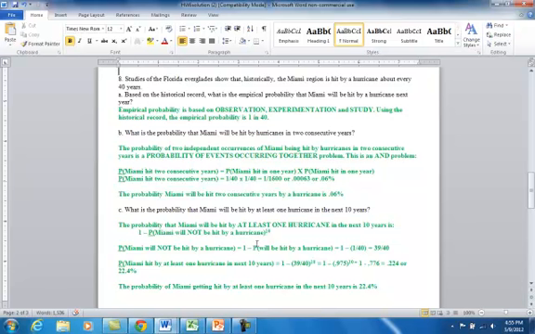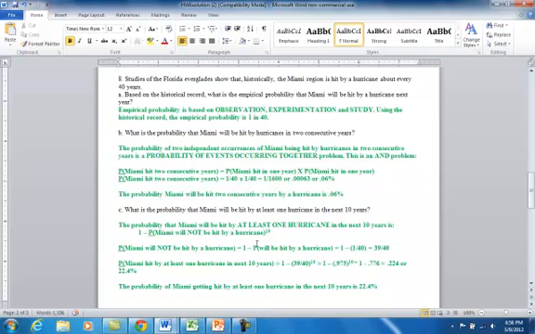What is the probability that Miami will be hit by 2 hurricanes in 2 consecutive years? This is an issue of ands, right? This is the hurricane hits in year X and the hurricane hits in year X plus 1. The hurricane hits in 1 year and it hits in the next year. And they both have to occur. Whenever you have an and, it has to get smaller. The probability gets smaller because it's a tighter constraint.